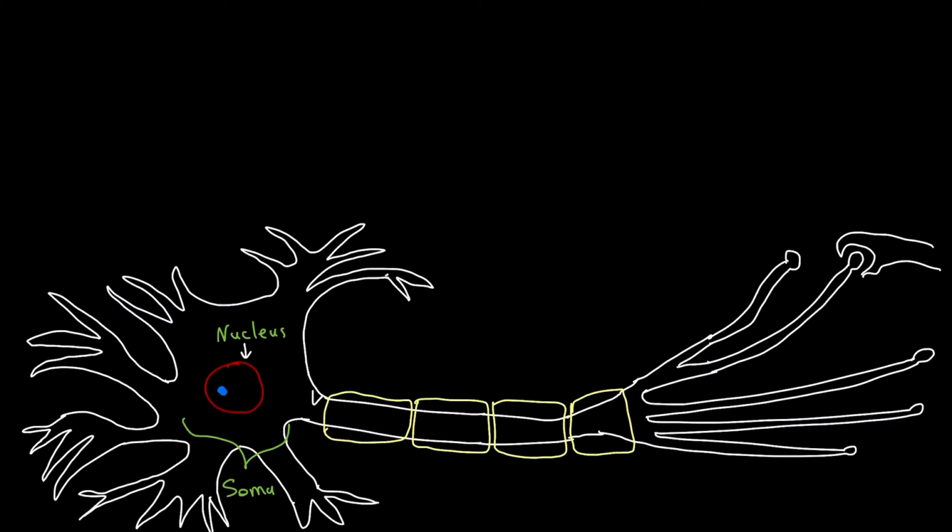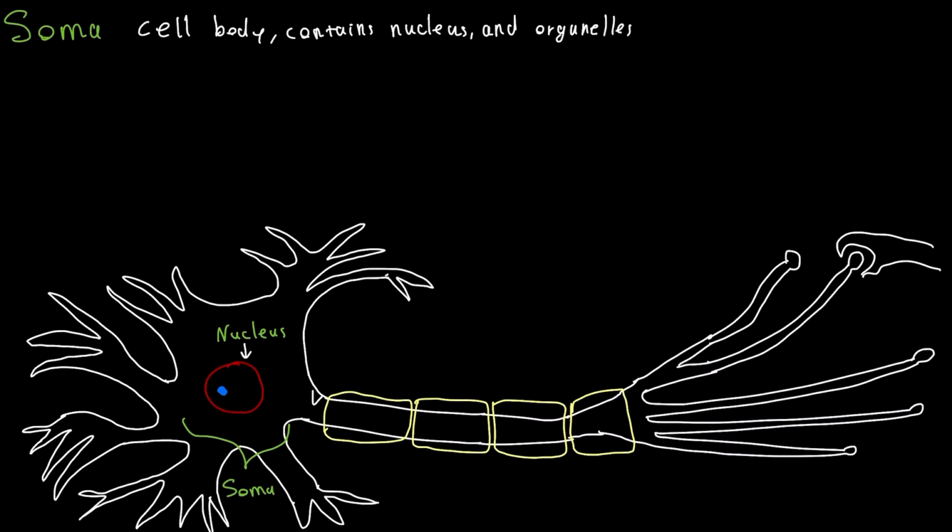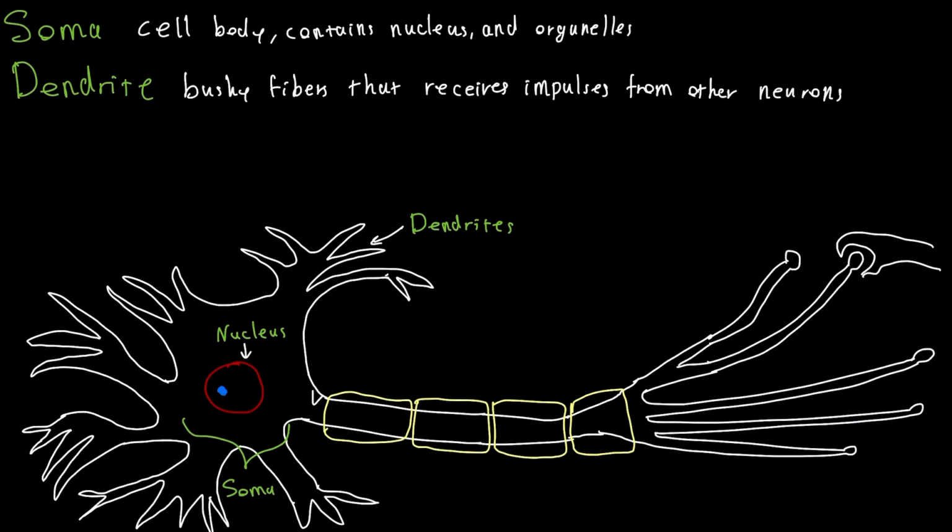It's the general region over here, and it's also known as the cell body. It contains the nucleus and most of the organelles for the neuron. Next we have dendrites, which are these bushy branches that you see on the left side surrounding the soma. Those are going to be fibers that receive impulses from other neurons.